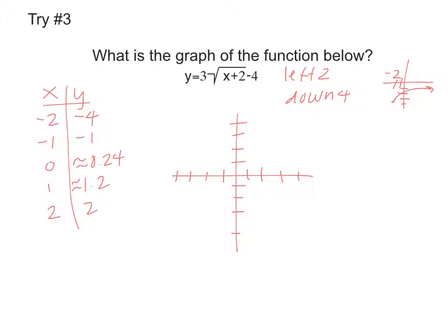Negative 2, negative 4 is down here. Negative 1 is here. 0.24 is about here. Not even that high, really. 1 and 1.2 is about here, and then 2 is here. So this graph is going to do like that. This is a lot better graph than the last one, by the way, so sorry about that.